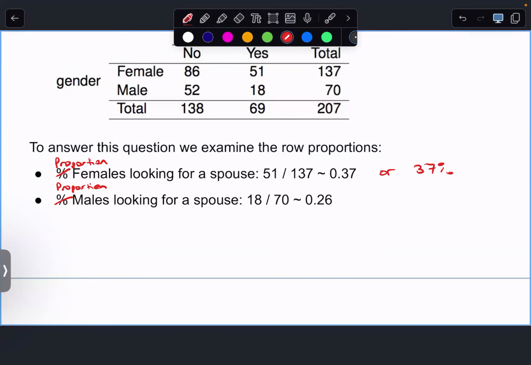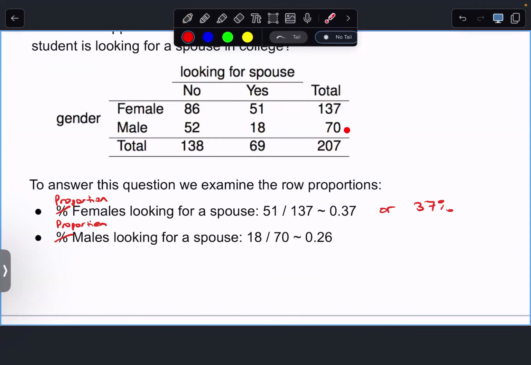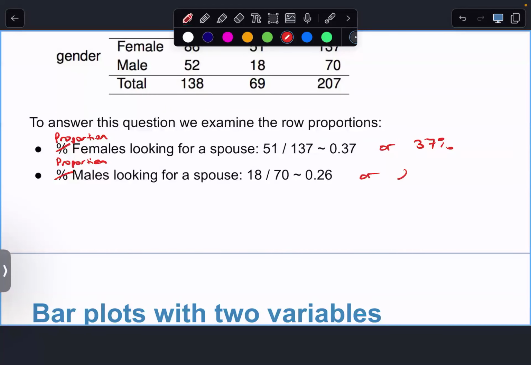You can do the same thing with the males. It doesn't matter that we had a smaller group of males in our sample. That's fine because we're going to convert it to a proportion, right? And so now we're saying, okay, out of all the males, the 70 males, 18 of them said that, yes, I'm looking for a spouse. And so we get 18 out of 70 is 0.26, or 26%.